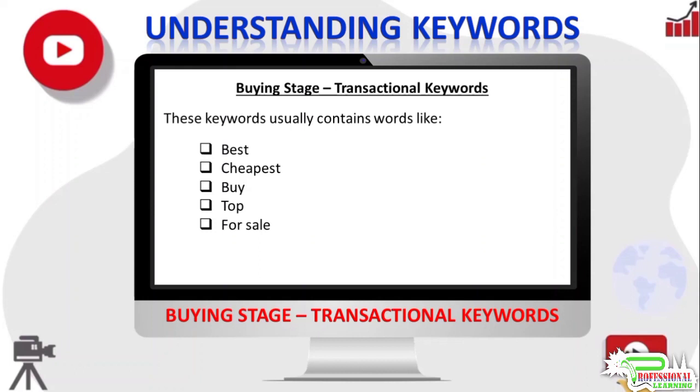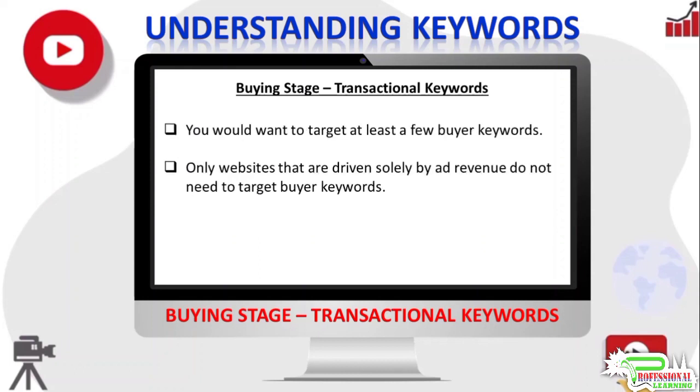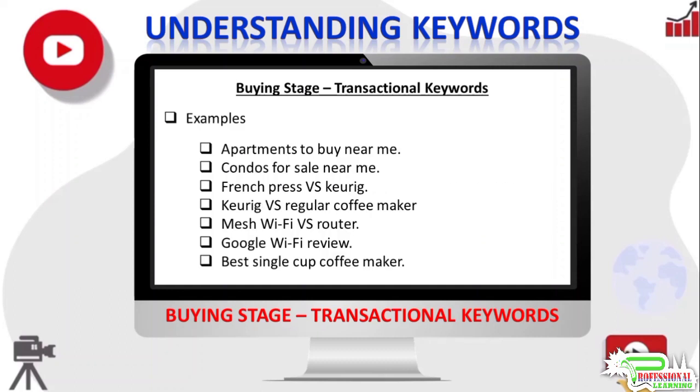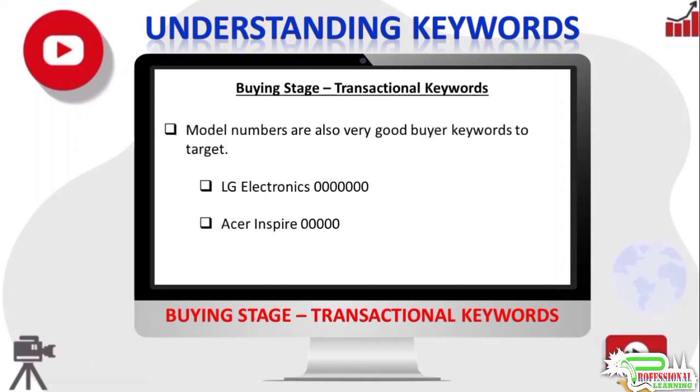If you are building a website for your business, your website will need to target at least a few buyer keywords. You will need to identify buyer keywords that are right for your business and build pages for each of them. Unless you are seeking to generate revenue solely from running display ads, you will need to target buyer keywords. Examples of buyer keywords could include keywords like these. As you can see, for example, apartment to buy near me and something like that.